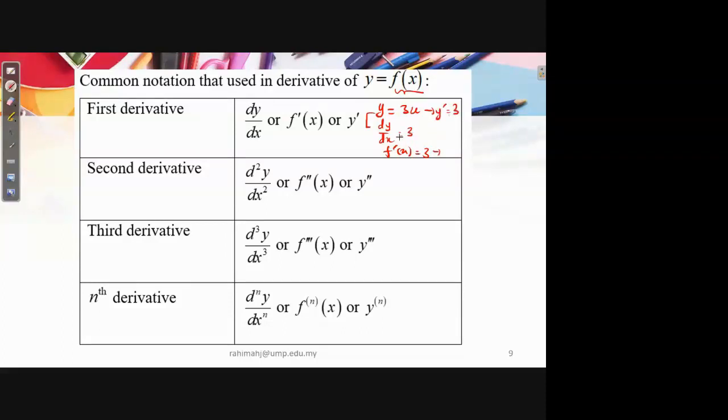But in mechanical vibration, there is another way to write the differential equation. For the first derivative, they use y with one dot. In mechanical vibration, this is the style they use to present derivatives, and for the second derivative they have two dots. The second derivative d2y/dx2 means we differentiate our equation twice, or we can write f double prime or y double prime, and so on, up to the nth derivative.